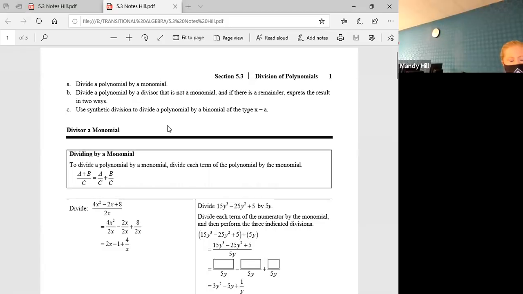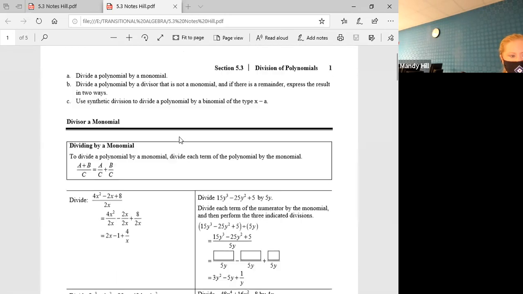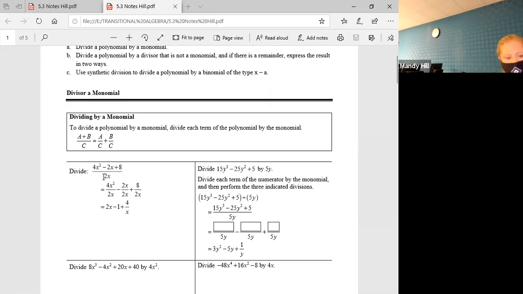Okay, so 5.3, this is probably one of the more difficult sections, so I'm going to go slow on this. We're dividing polynomials. So the first part's pretty easy. We're talking about dividing by 2x.